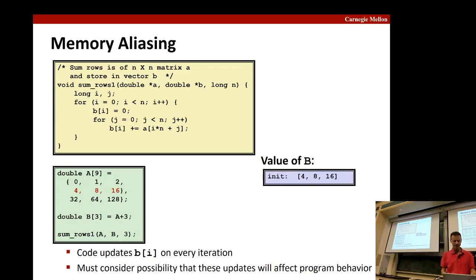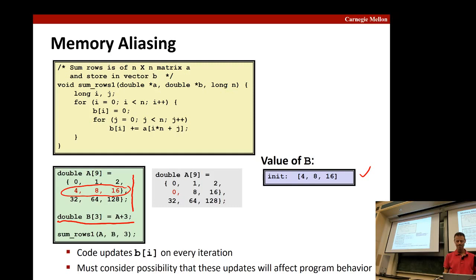So let's suppose just a simple 3x3 matrix, with these values, and we're just trying to sum these different rows. But then we happen to define B as being this slice of A. So initially B is what we'd expect. It's 4, 8, and 16. But now we start to run this code, and let's see what happens.